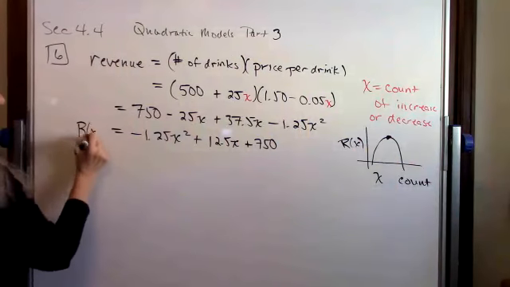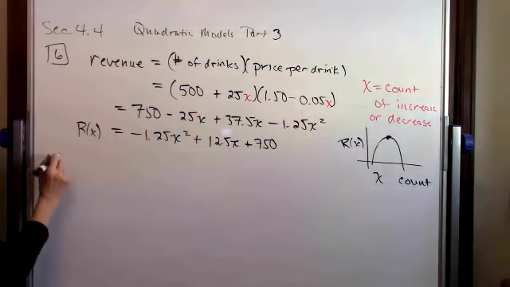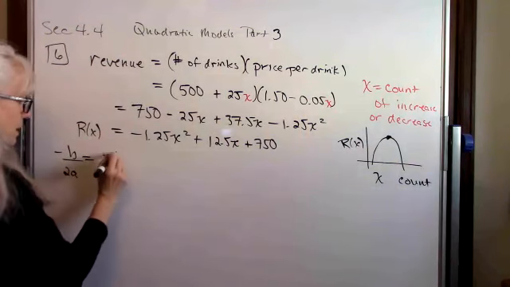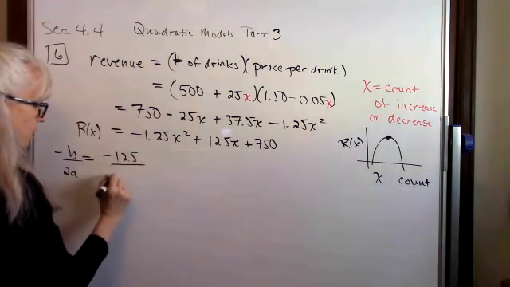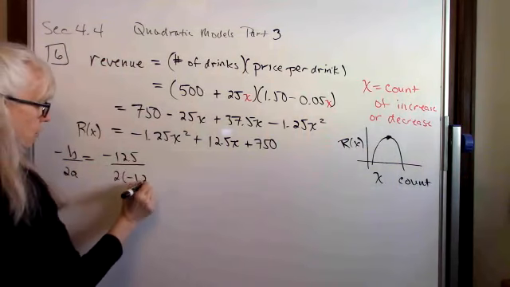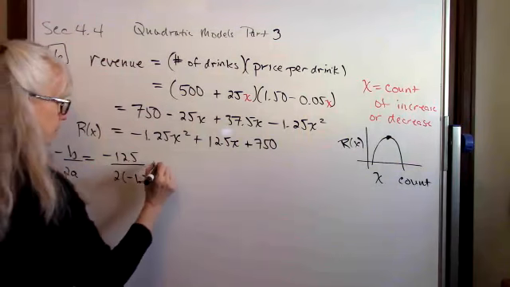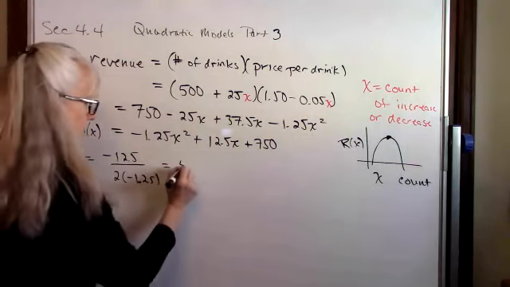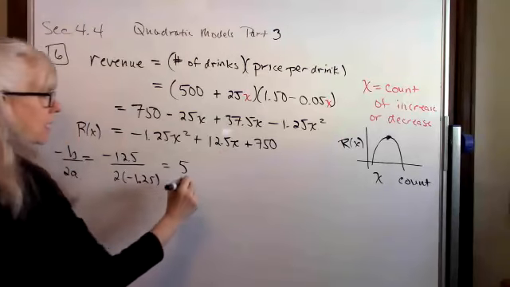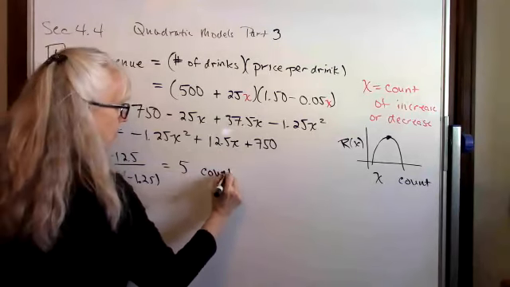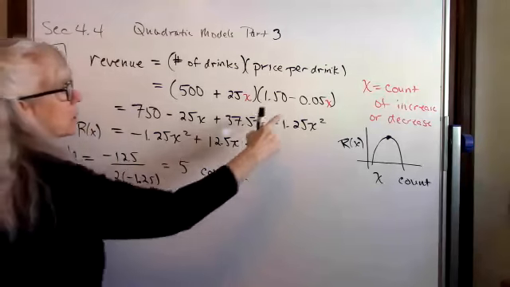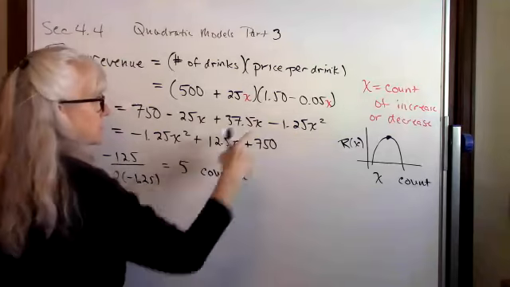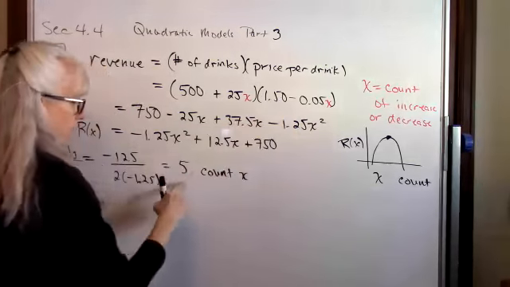And we know by now, after several examples, to find that maximum, we're going to do negative b over 2a. So negative b over 2a would be negative 12.5 all over 2 times a negative 1.25. And that comes out to be 5. Well, that was nice. But again, remember, this is our count. So this is the number of times we are going to drop the price by a nickel. So we're going to drop the price by a nickel every single time 5 times.